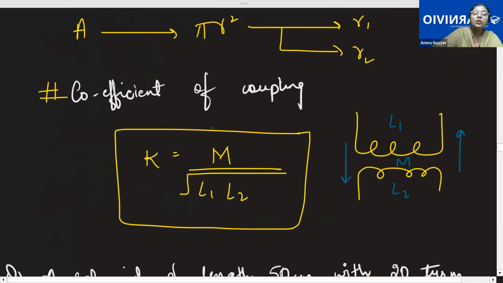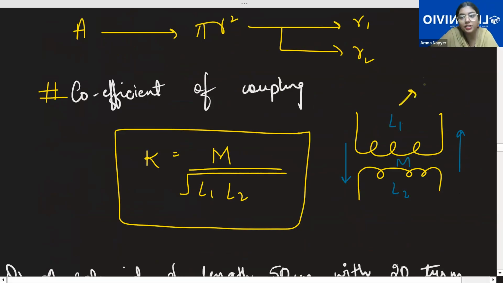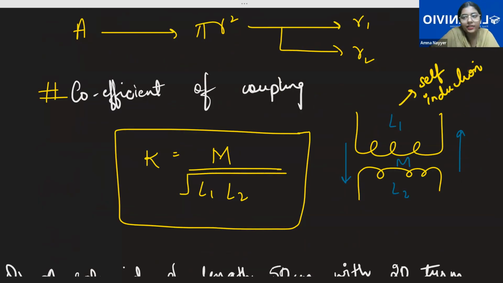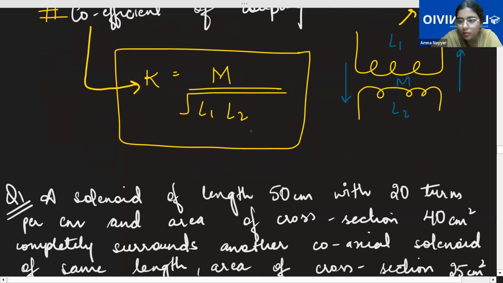Now there is one coefficient of coupling. Basically, this coefficient of coupling is a relationship. When two coils are there and they have mutual induction between them, there is mutual induction. But within the coil, there is self-induction also. This part has self-induction as well, and between the coils, there is mutual induction. So coefficient of coupling is basically a constant term that connects all the three. It is written as M under root L1 into L2.